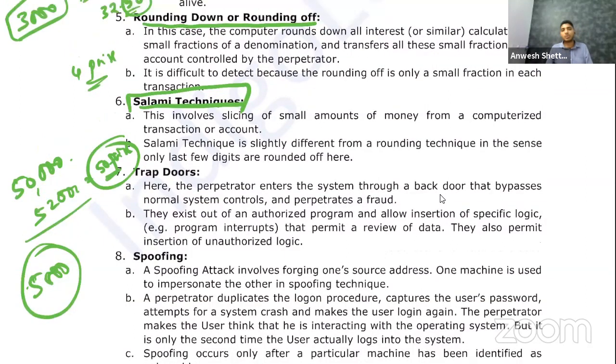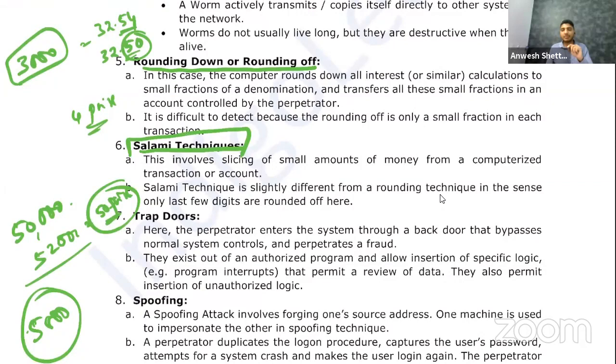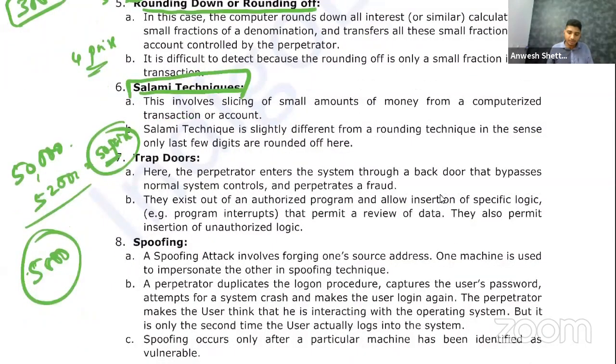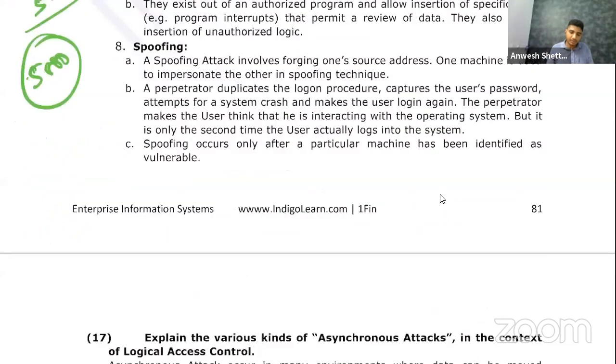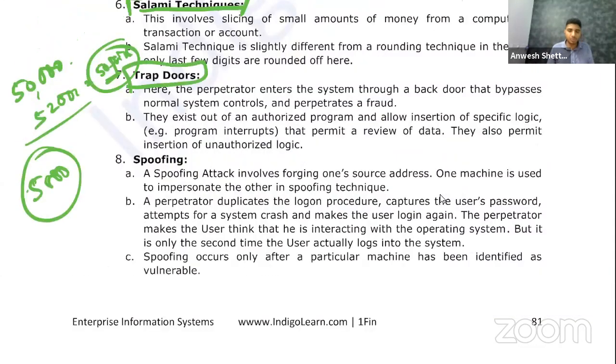So what is the difference between rounding down and salami? In rounding down, you are actually rounding the number. But in the salami technique, you are stealing the same small amount from everybody's account. Clear? That is what rounding down and salami are. Next, we have something called trap doors. Now, what are these trap doors?